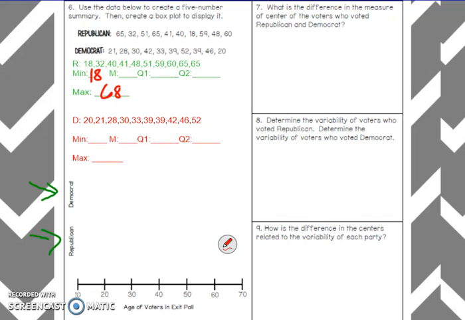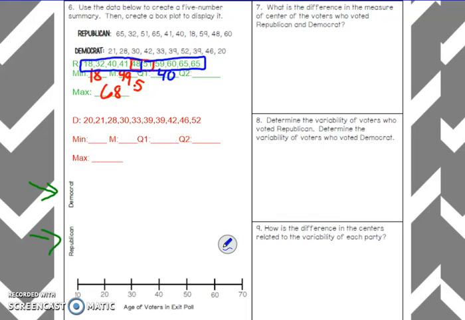Your median is your two middle numbers, which would have been 48 and 51. So when you add those together and divide by 2, you have gotten 49.5. That's your median. And then to find your quartile 1, you split your data in half. So I have 10 numbers. So I'm going to have 5 in my lower half. 1, 2, 3, 4, 5. So this is my bottom half. My middle number there is 40. So my quartile 1 is 40.